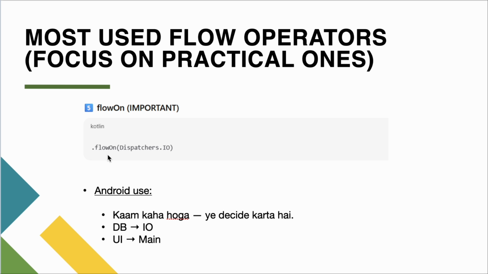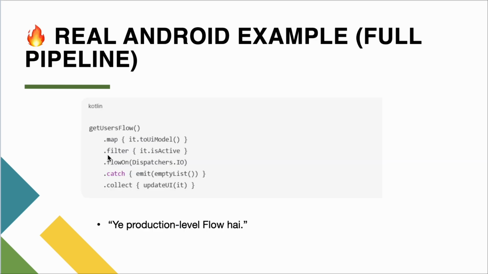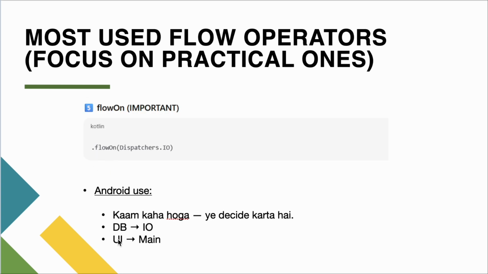So that is the most important operator amongst all 5 of them, where we decide or want to switch the threads while we are doing some execution. For example, for UI, we have already gathered the data and now I want to switch back to the main thread. So .flowOn(Dispatchers.Main).